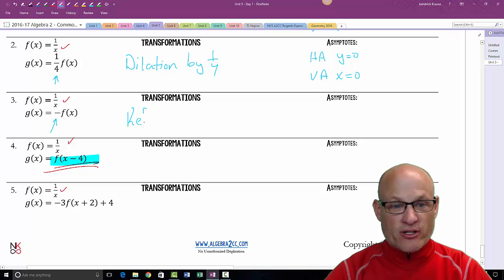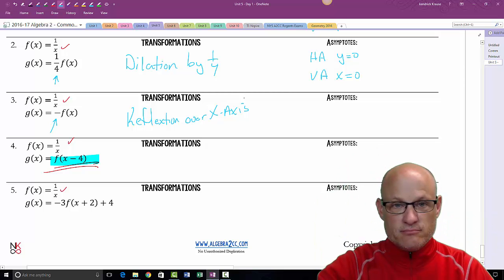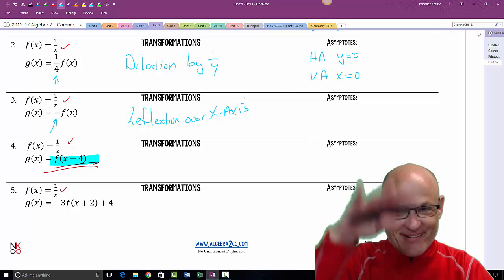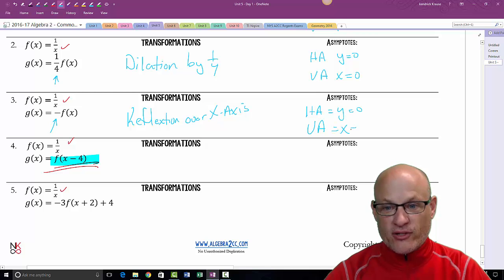Negative out front. That's a reflection over the x axis. But again, I didn't move left or right. I didn't move up or down. So my asymptotes aren't going to change. My horizontal asymptote will be y equals 0. My vertical asymptote will be x equals 0.